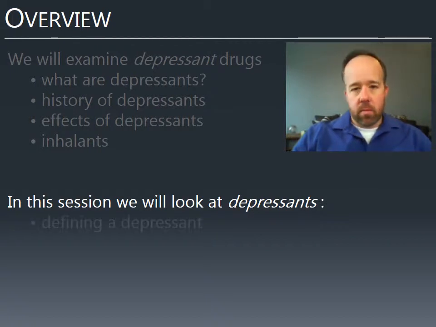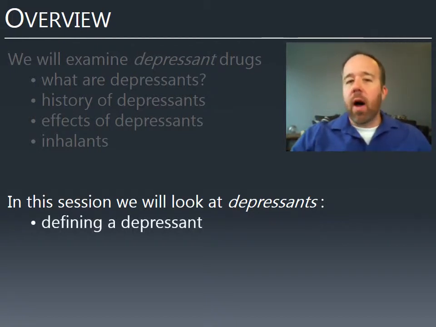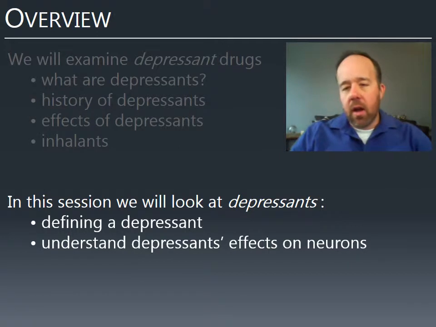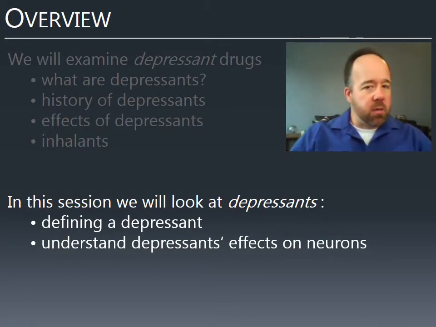So in particular, this session, we'll define what a depressant is. We'll talk about how depressants affect neurons. And depressants have a fairly common effect on neurons. There are a couple of exceptions, but really they all more or less do the same thing. Where they differ is the subtype of receptor that they affect and how long it takes them to come into effect and how long the effects last.